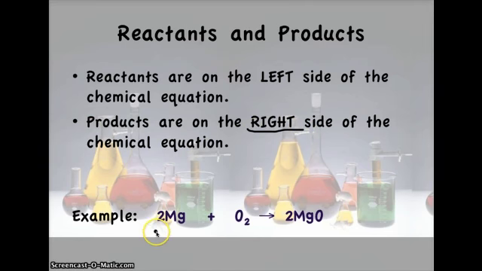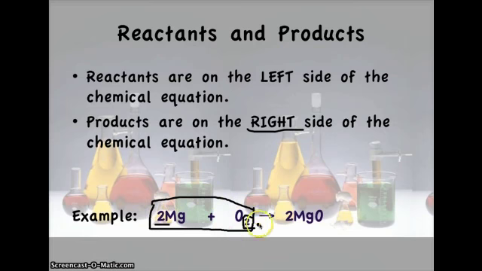So if we take a look at this example down here, on the left-hand side, we have 2 magnesium plus 2 oxygen. Notice these 2's are different. We've got a 2 right here, which we call a coefficient, and we also have a 2 here, which we call a subscript. Sub means below, so it makes sense that we call it a subscript. So these are our reactants on the left side.